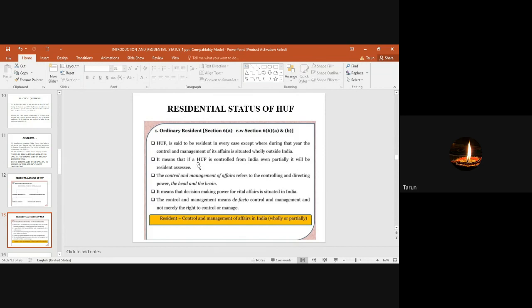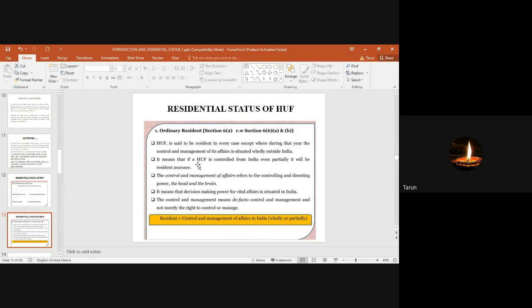Whatever the business affairs, the business management, the control should be in India only, right? Then the HUF will become a resident. The control and the management means de facto. That means any business should exist in India only. That is called de facto in legal language, right? So the control and management should exist, not merely the right to control or manage. So the control and management of any business of the HUF should exist in India.